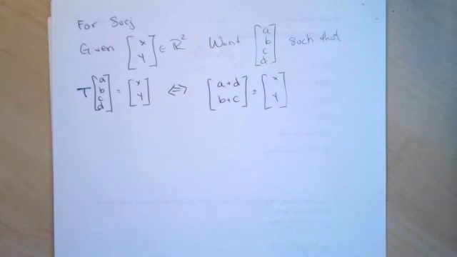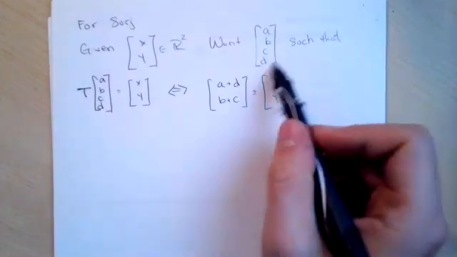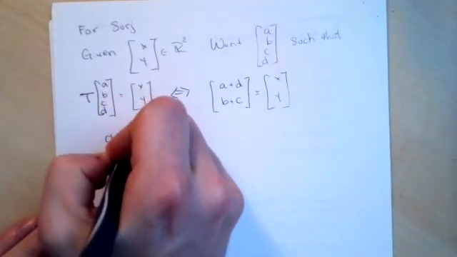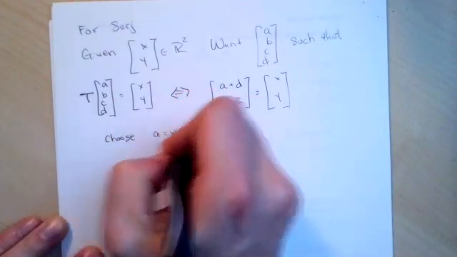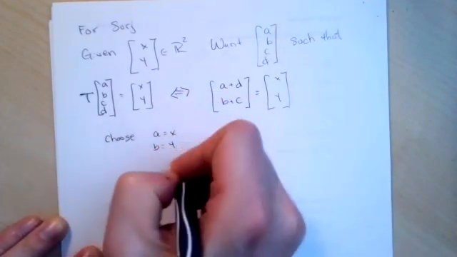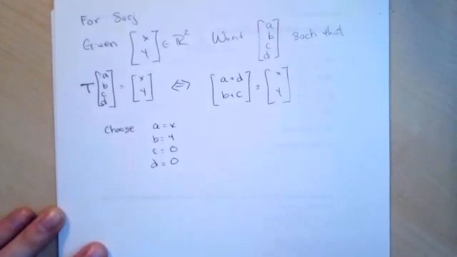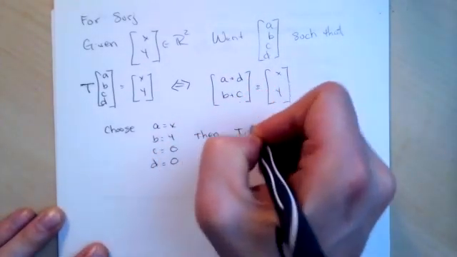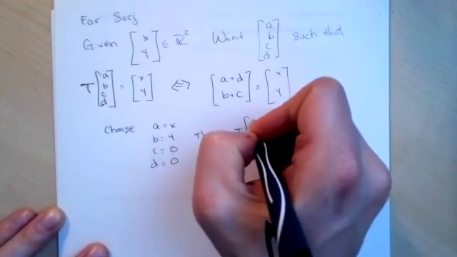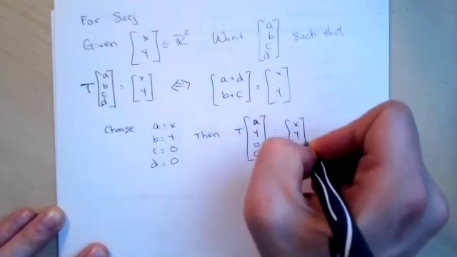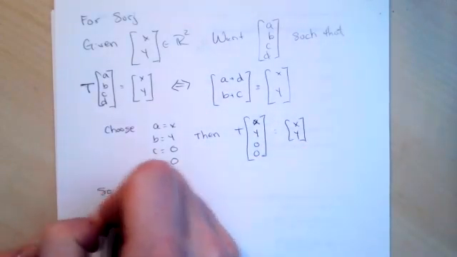And now, there's going to be a lot of different choices. Since we are not injective, there could be multiple vectors that map to this pair (x, y). It's easy enough to find one, so we could simply choose A equal to x, B equal to y, C equal to 0, and D equal to 0. Then T of (x, y, 0, 0) is going to equal (x, y). So T is surjective.